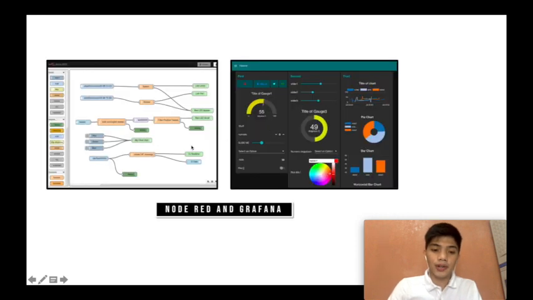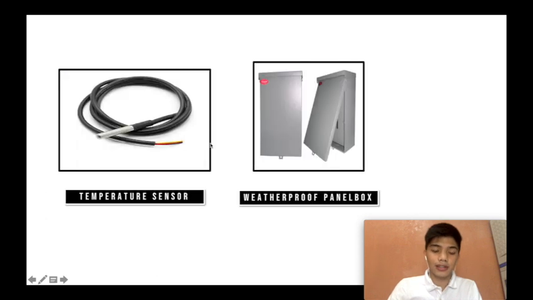For the software part, we are going to be using Node-RED and Grafana. To measure temperature, we are going to be using a temperature sensor. And to protect our prototype, we used a weatherproof panel box since our prototype is supposed to be installed outdoors.